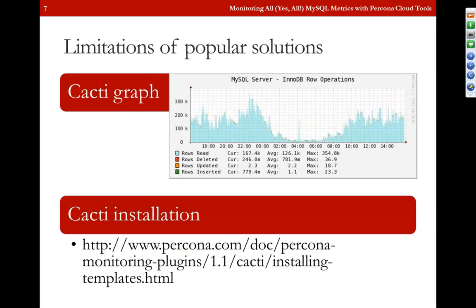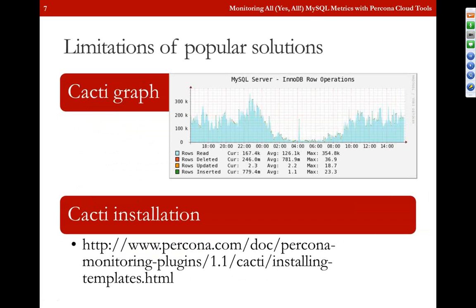But I still find a lot of limitations in this solution. For example, even if you're looking at a Cacti graph, we see low resolution data, and you cannot quite see, for example, what the number was at 9 p.m. last day. Was it like 150,000 rows read at that time, or what exact number was it?